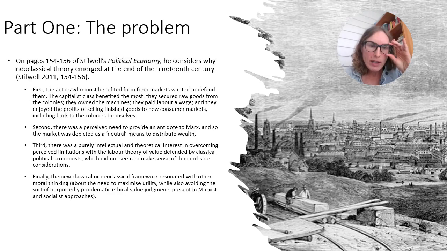On pages 154 to 156 of Stilwell's book, Political Economy, which you are also asked to read for this week, Stilwell considers why neoclassical theory emerged at the end of the 19th century. And he points to 4 different reasons. First, he notes that the actors who most benefited from freer markets wanted to defend them. The capitalist class benefited the most.